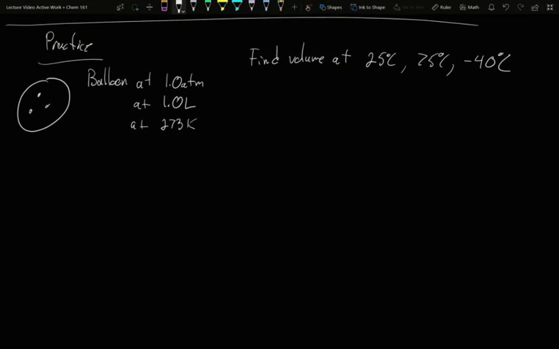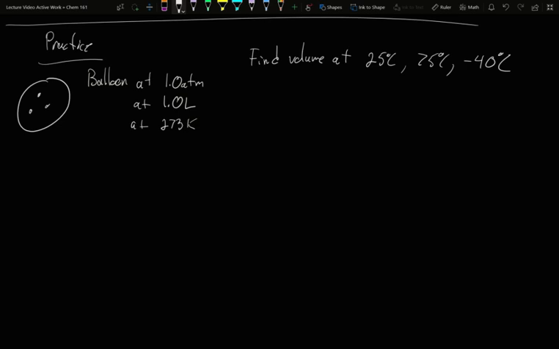In this video, we're going to do a couple guided practice problems with pressure. To start with, I have a balloon, and it begins at 1 atmosphere of pressure, which stays the same. Outside today is about 1 atmosphere. That balloon is 1 liter in size, and it is presently 273 Kelvin.